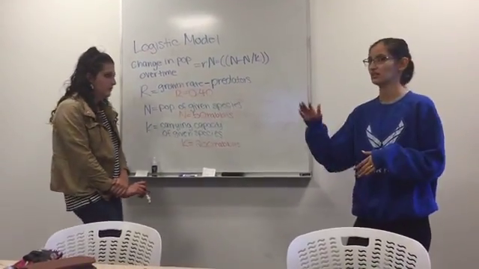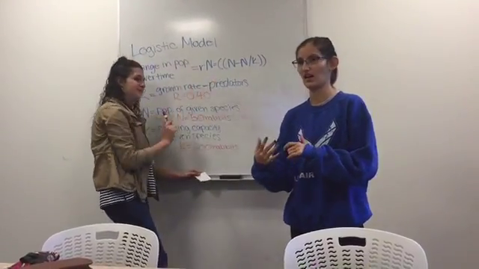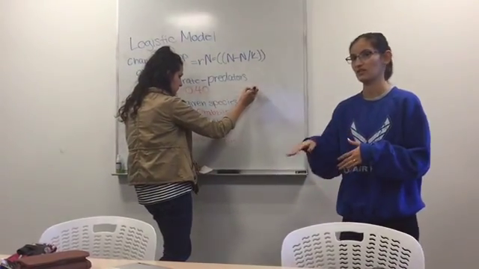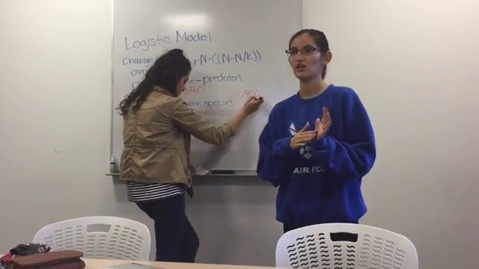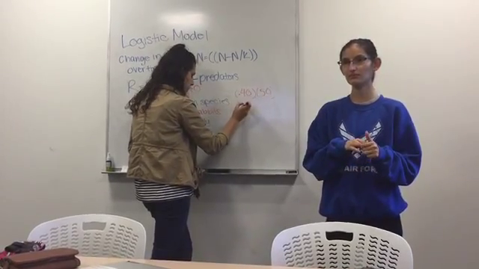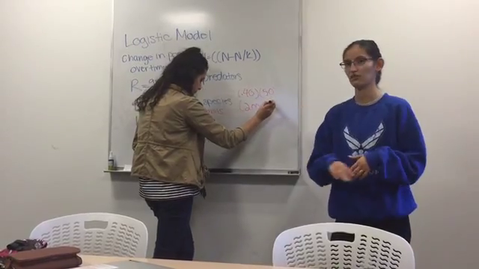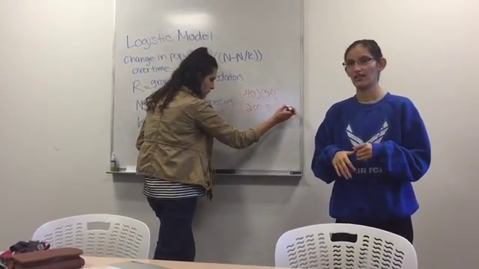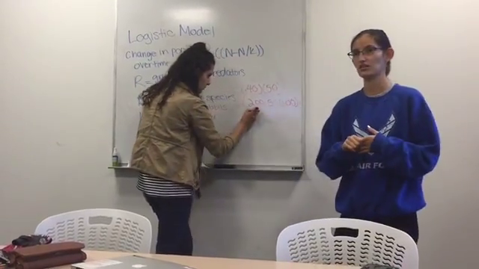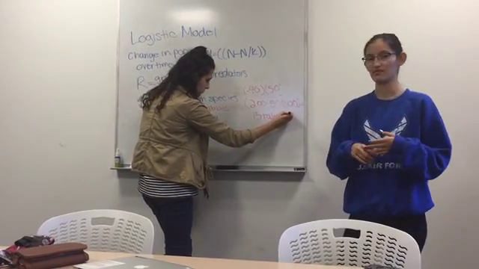So it starts again with R times N times the quantity of K minus N divided by K. So we have our 0.40 times 50 times the quantity of 200 minus 50 divided by 200. And we would make sure that students had the numbers in the right area for our equation. And then make sure that they all got the correct answer, which is 15. So our rabbits would increase by 15.